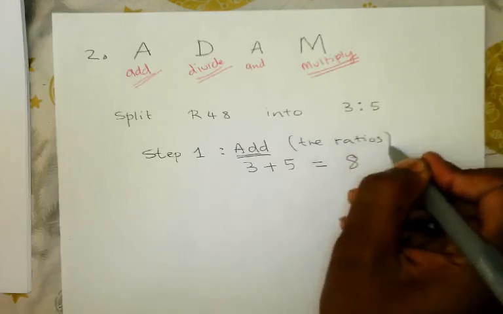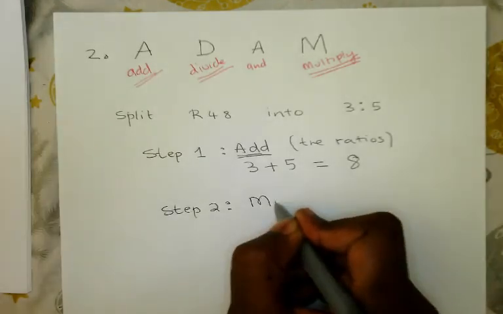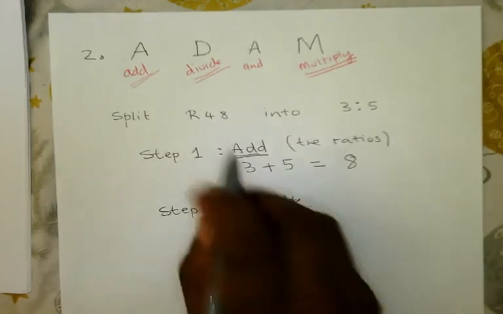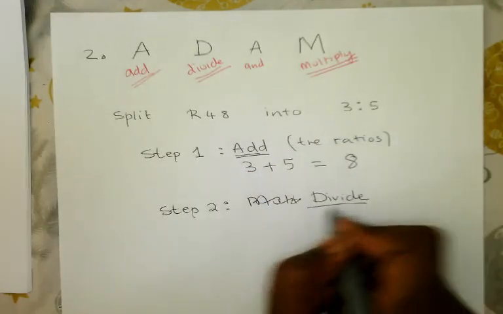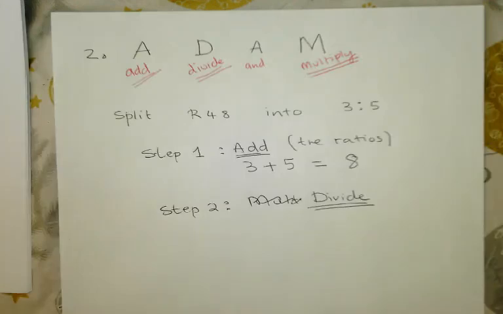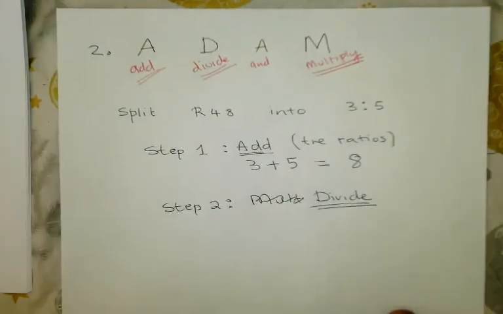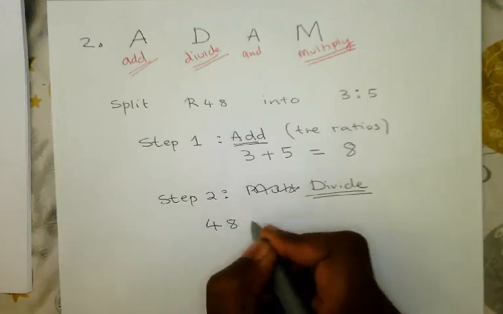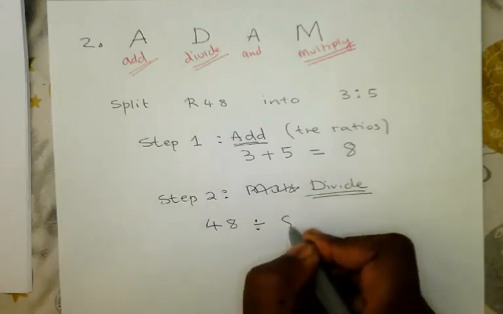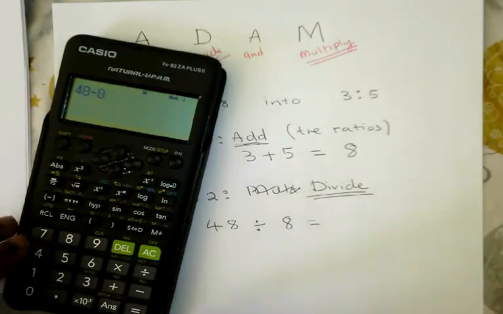Step 2, you need to divide. What are you dividing? You're dividing the number that you are given by the total sum of the ratios. So the sum of the ratio is 8. So I'm going to divide 48 by how much? By 8. Then I get my answer there. I divide by 8, I get a 6.